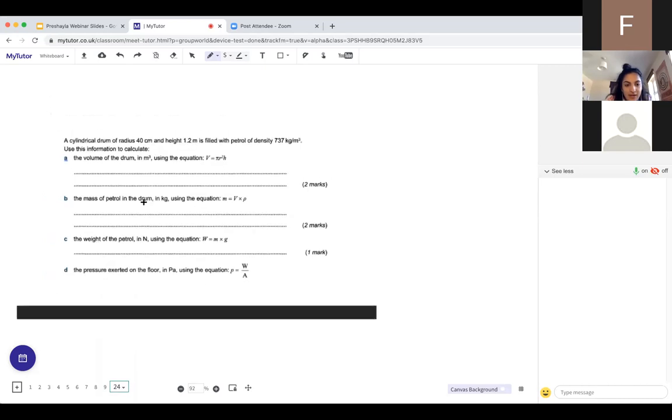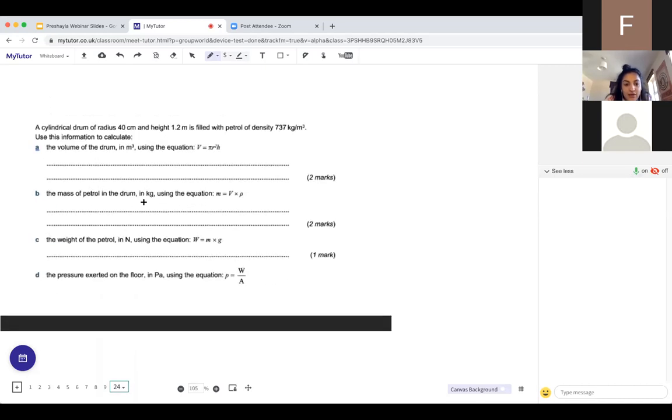Okay, so here we have a question that combines a lot of different areas of physics. I was saying that pressure is one of those topics in physics that combines lots of different topics together. So you can see that we need to find a volume, then we need to find a mass, then we need to find a weight, and finally we need to find a pressure.